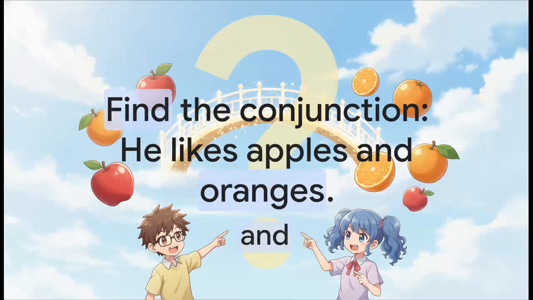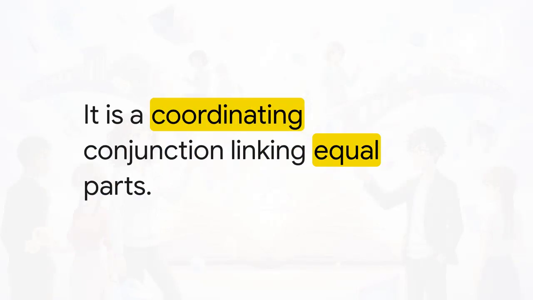Brilliant. Let's keep that momentum going. Next question, identify the conjunction here. He likes apples and oranges. Quick, what's the bridge linking these ideas? You got it. It's and. This is a coordinating conjunction because it's linking two totally equal parts, apples and oranges. It's keeping the sentence perfectly balanced.